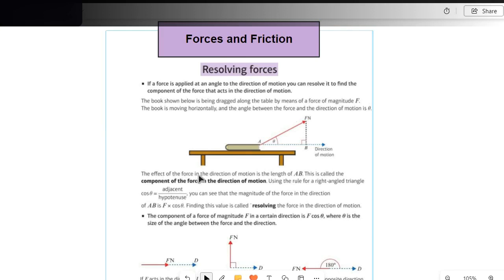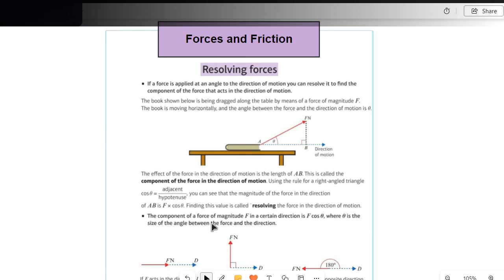The effect of the force in the direction of motion is the length of AB. This is called the component of the force in the direction of motion. Using the rule for a right angle triangle, cos theta is equal to adjacent by hypotenuse, which I discussed in previous videos, you can see that the magnitude of the force in the direction of AB is F cos theta. Finding this value is called resolving the force in the direction of motion.